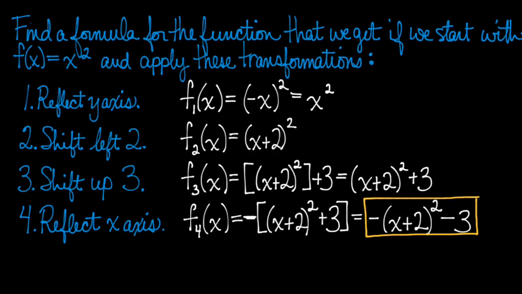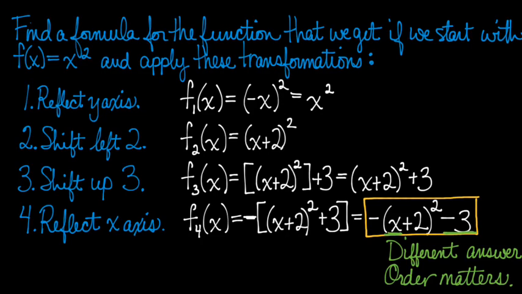So this problem is complete, but you may be surprised that when you reflect about the x-axis, you can't just throw a negative sign out in front of whatever you have. You need to be certain to get those brackets involved so that you remember to distribute the negative. It's really important that you get that algebra just so. And also, I want to point out that this is a very different formula from the first problem, which means that scrambling the order of the transformations completely altered my answer.